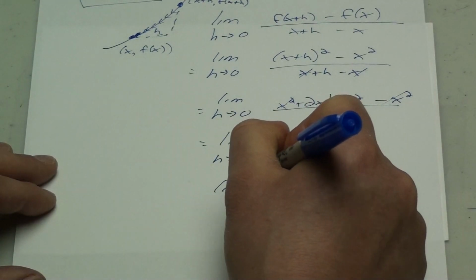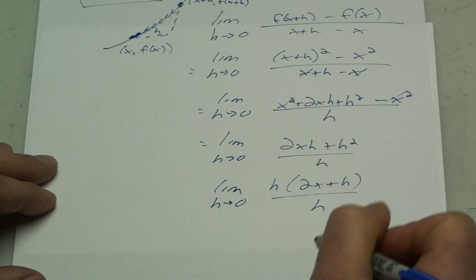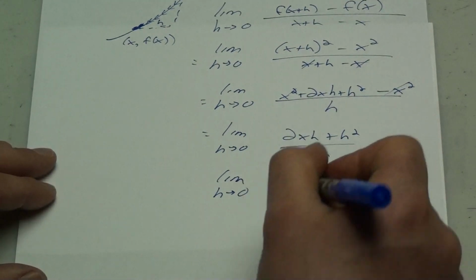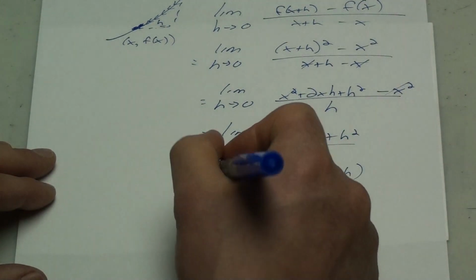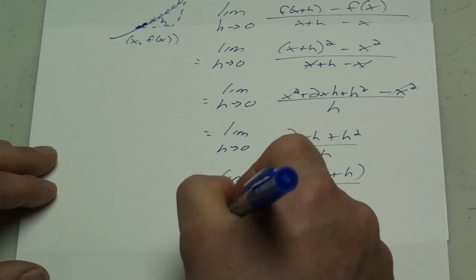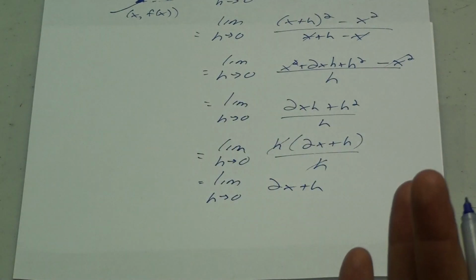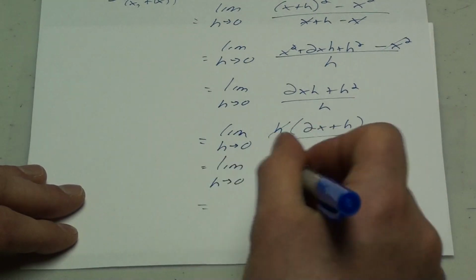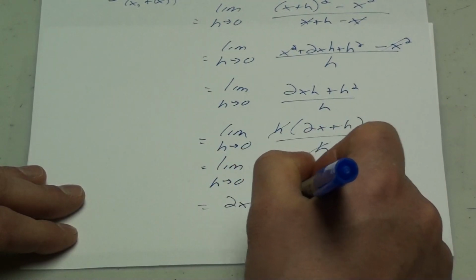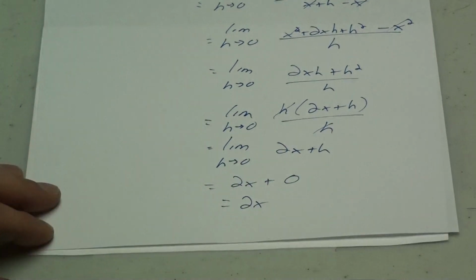Limit h approaches 0. When I common factor it out, then my h's will cancel out. Limit h approaches 0, and I'm left with 2x plus h. Now it's okay for me to put the 0 in. When I put the 0 in, I'm going to have 2x plus 0, or in other words, just 2x.